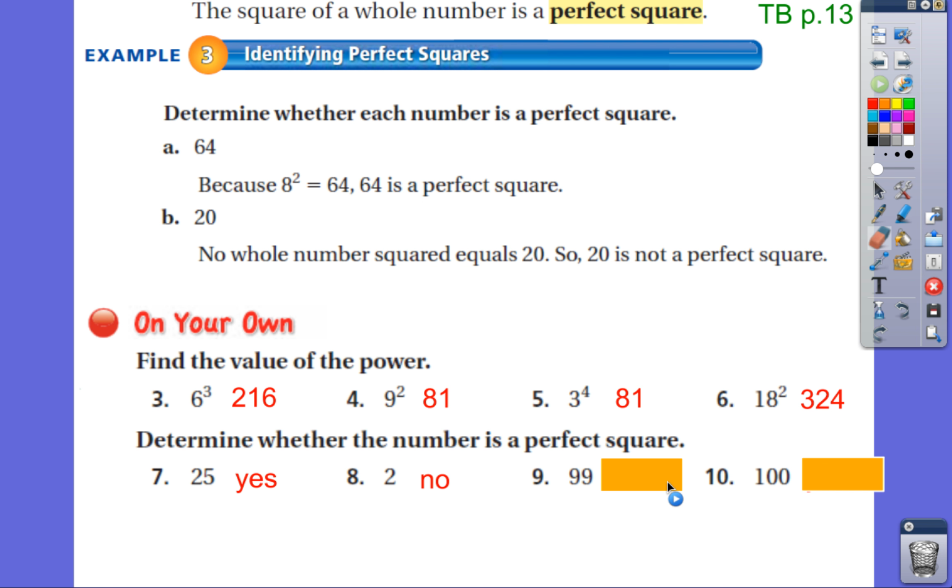Number 9, 99 is also not a perfect square. If I multiply 9 times 9, I get 81, and 10 times 10 is 100. So there is no way to multiply a number by itself and get 99 as the answer. And number 10, 100, the answer is yes. If I multiply 10 by 10, I get the answer of 100, so that means 100 is an example of a perfect square number.